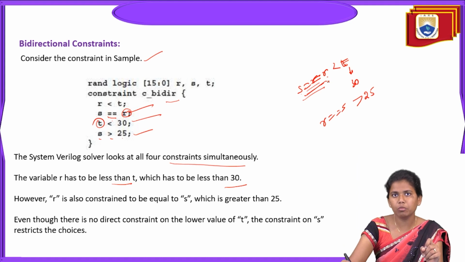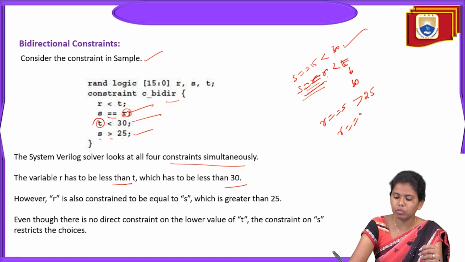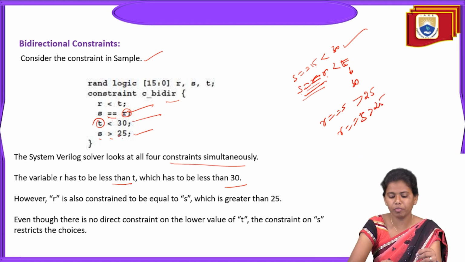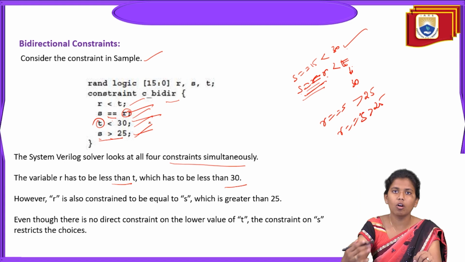So here S double equals R, and that R must be less than T. That means S double equals 15, which is less than 30. This can be achieved, this can be executed, and R double equals S. What is S? S is nothing but 15, which is less than 30 and more than 25. Obviously, S is more than 25. So the execution takes all these terms randomly, concurrently, simultaneously.